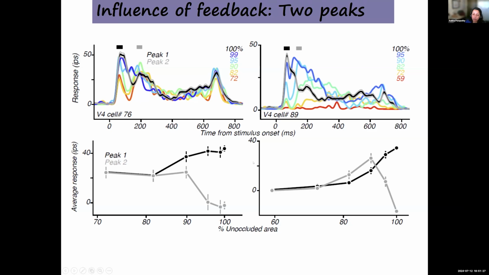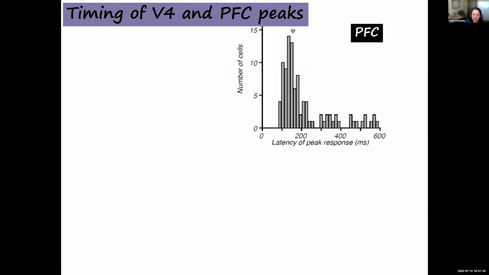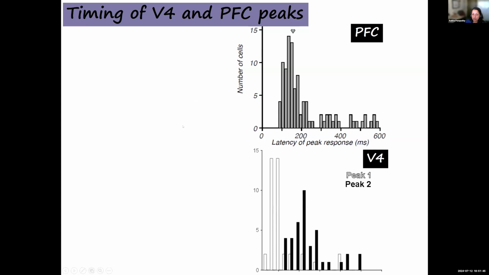Now, we then looked at the timing of the peaks and compared it with that in prefrontal cortex. So I showed you this distribution already, and the median of this prefrontal cortex distribution is around 150 milliseconds. Now, if we compare that with the timing of the first peak and second peak in V4, the peak of prefrontal cortex lies somewhere in between these two peaks, making it possible that the second transient peak is a direct result of feedback from prefrontal cortex.